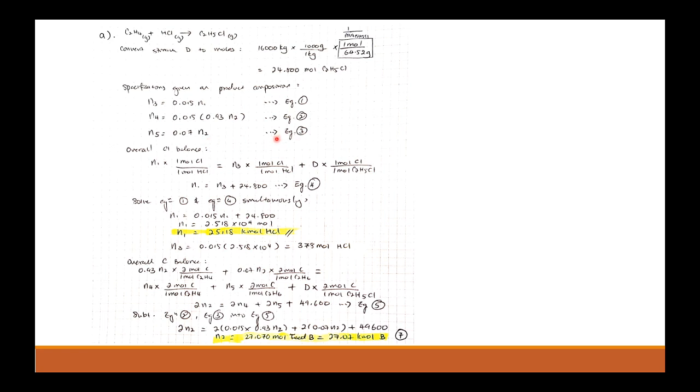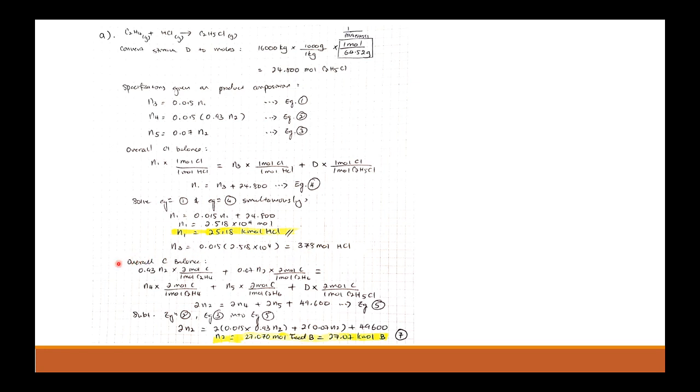So we'll start off with elemental balance using Cl. So N1 in equals to out. This is your in, this is your outlet. So N1 equals to N3 plus 2 for 24,800. So this is your equation 4. Substitute equation 1 here into equation 4 and solve for N1. And then we can also solve for N3, which is this.